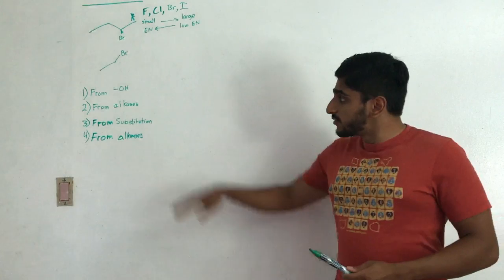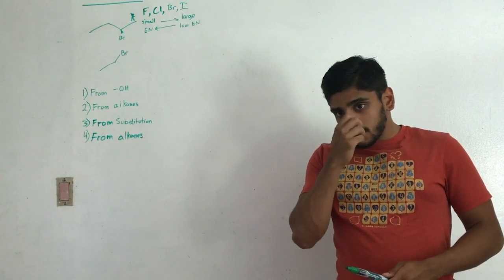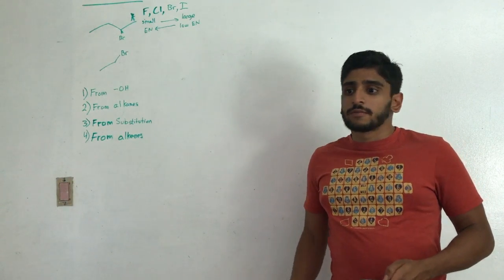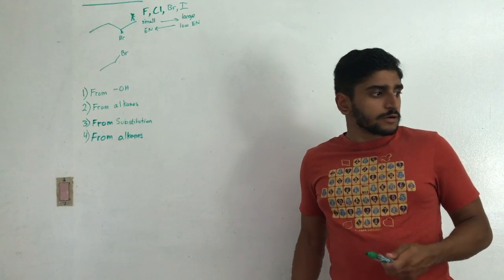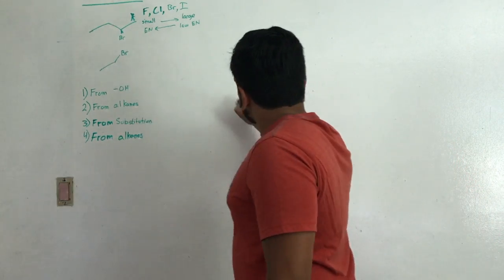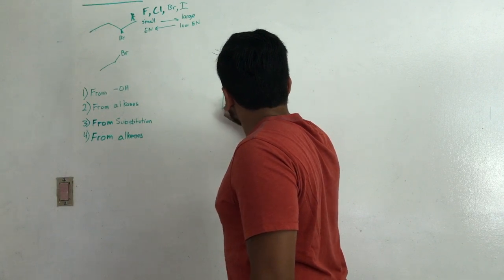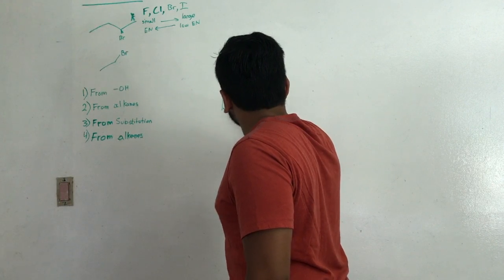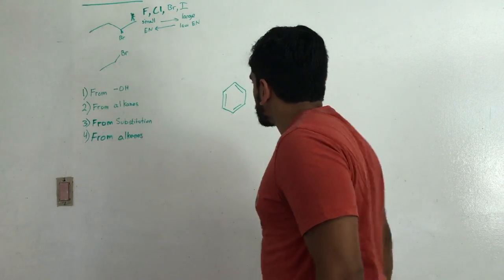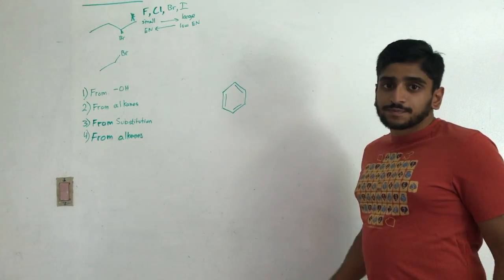So now that we've gone over these 4 ways to make haloalkanes, let's talk about another special kind of compound called haloarenes. Haloarenes are essentially halogen atoms that are attached to a benzene ring. Aromatic compounds are compounds that contain 1 or more benzene rings.